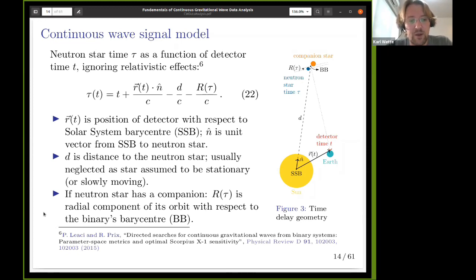The third term there in equation 22, that only really applies if we have the neutron star as having a binary companion. So we don't always assume that. We sometimes, in fact, probably more often search for just isolated neutron stars. But if it does have a companion, there's an extra factor of R of t there, which again accounts for the Doppler modulation as the neutron star orbits its companion star. And that has some additional parameters which you need to take into account. So those are the main factors that go into that part of the signal phase.